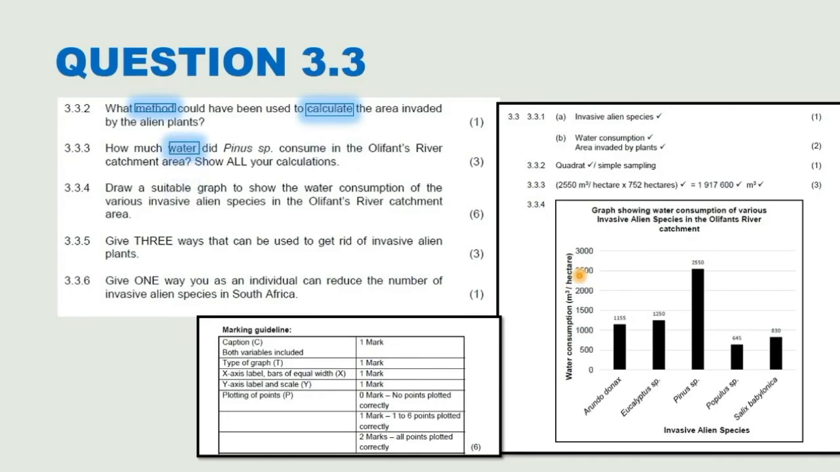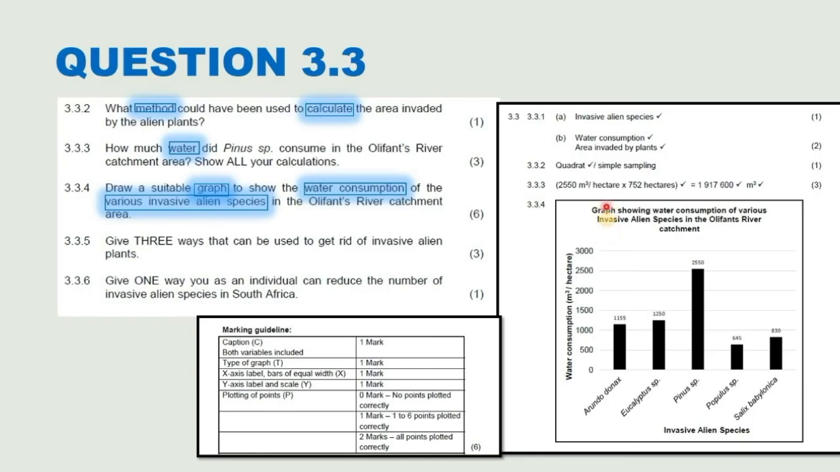Then question 3.3.3. How much water did Pinus species consume in the Oliphant River? That is the one that we just did. 3.3.4. Draw a suitable graph to show the water consumption of the various invasive alien species in the Oliphant River catchment area. So what they did over here is a bar graph, as they are independent from one another.